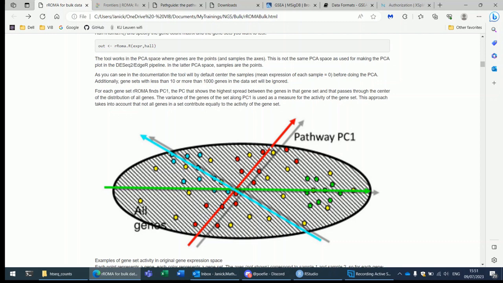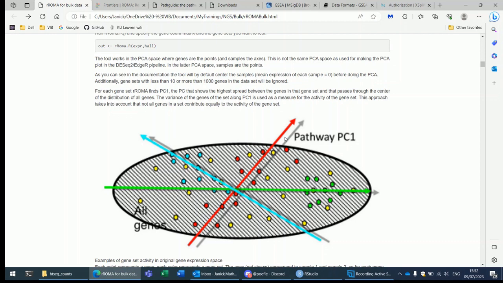And then it will try to find pathways, gene sets, for which there is a very high spread along this first principal component. You see here for the genes of the red pathway that this is the case. There is a very high spread. You go from here to here. That's very highly spread out.